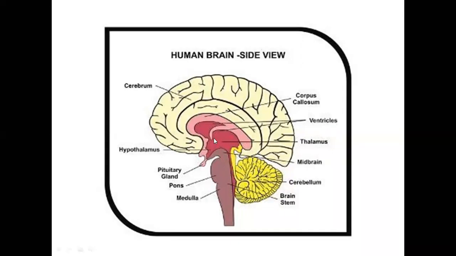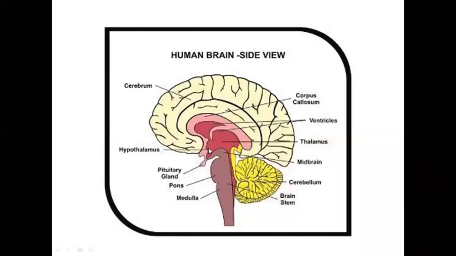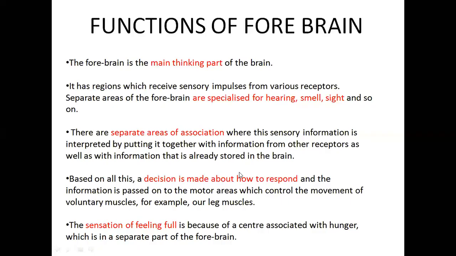Then here we come, this is the midbrain, and here we can see the hypothalamus, which we'll study in the next topics. So this is the hypothalamus. Here we have the pituitary gland, and these three parts form the hindbrain. So cerebellum, pons and medulla form the hindbrain.